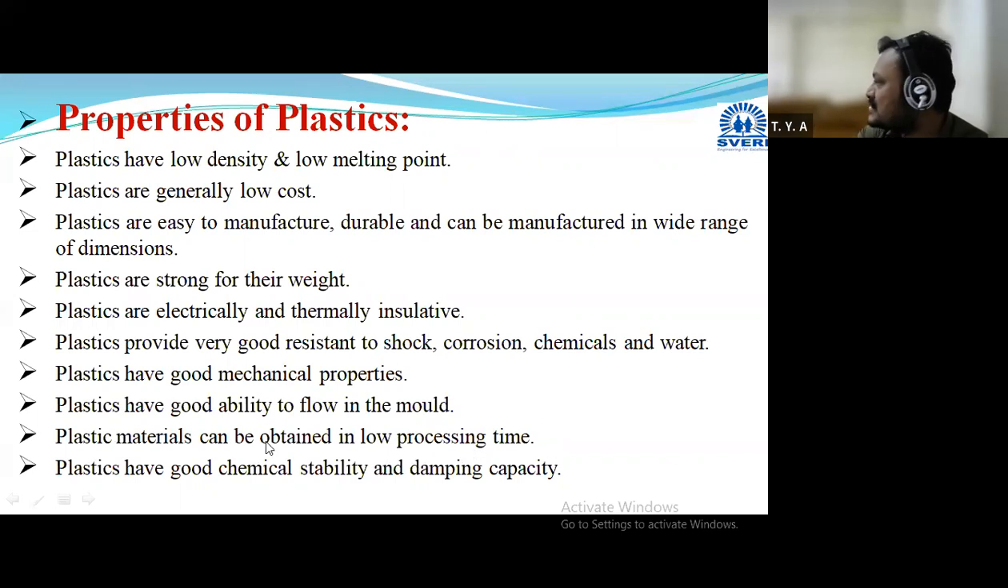The processing cost means whichever manufacturing process we are using to give the desired shape and size, its time will be less and its cost is also less for the plastic material. Then these plastics have good chemical stability and damping factor. Chemical stability means its property does not get affected due to the environment or surrounding conditions. So these are some general properties of the plastic materials. Then we'll move towards the next slide.